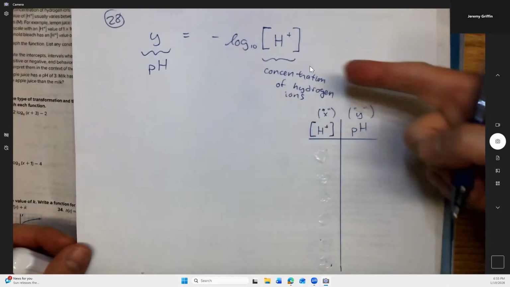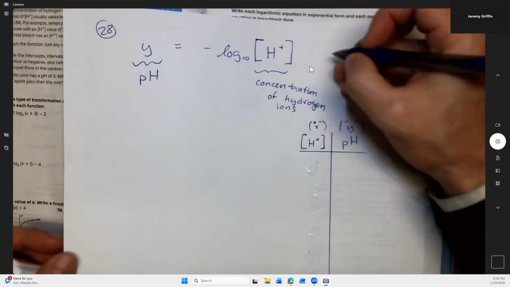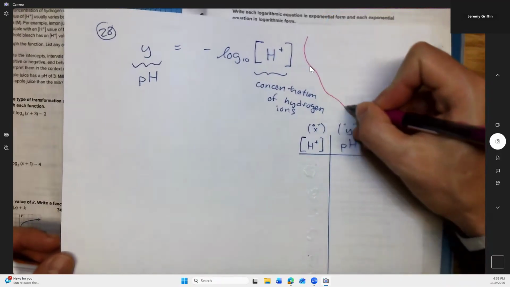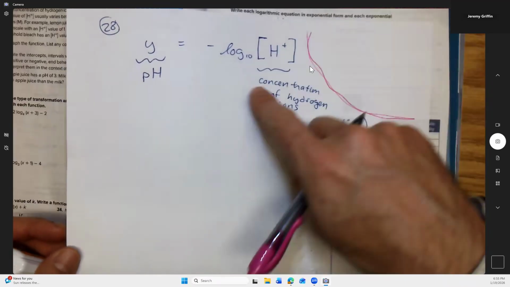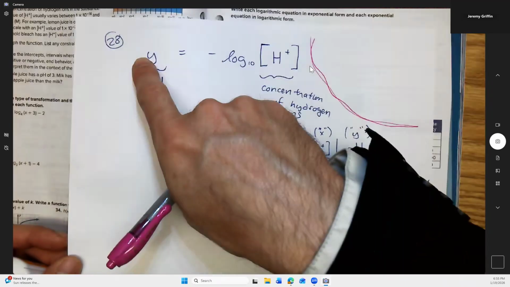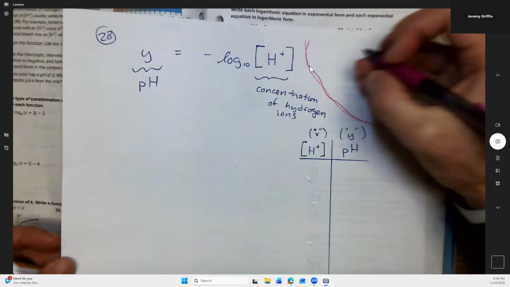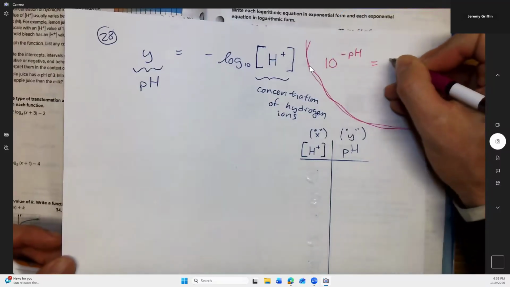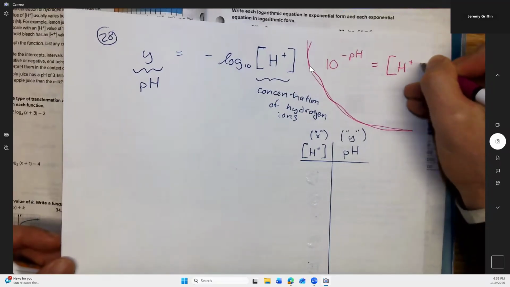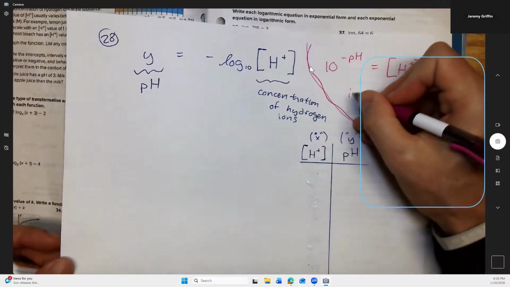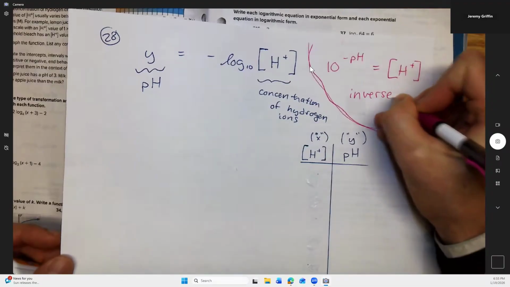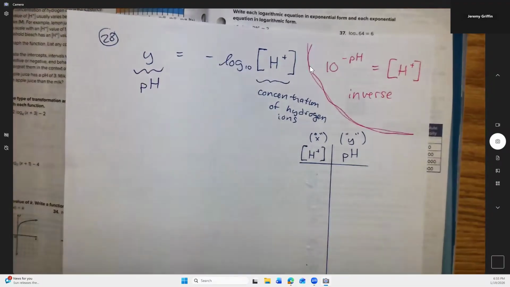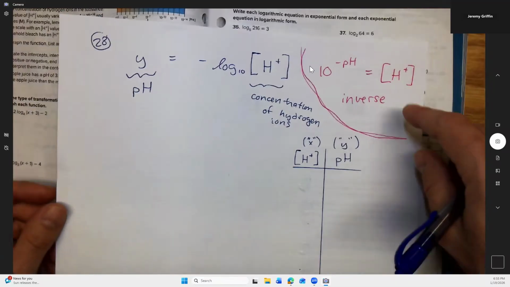So what if I rearrange this equation? I'll put this in pink here. I'm just going to find an inverse-type equation. If I take the negative to the other side and take 10 to that negative power, then 10 to the negative pH is equal to the concentration of hydrogen ions. This is the inverse equation. What I wrote in pink and what I wrote in blue correspond to the same information. It's just backwards.